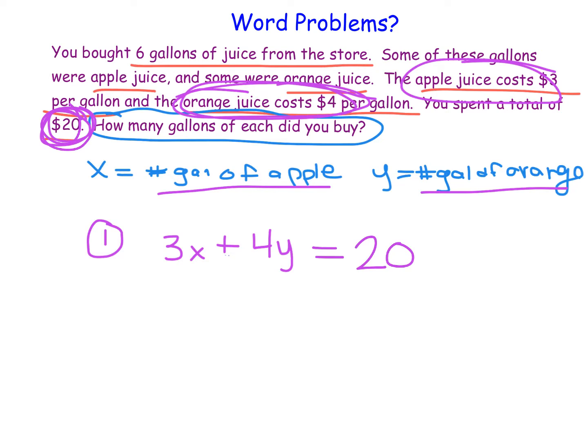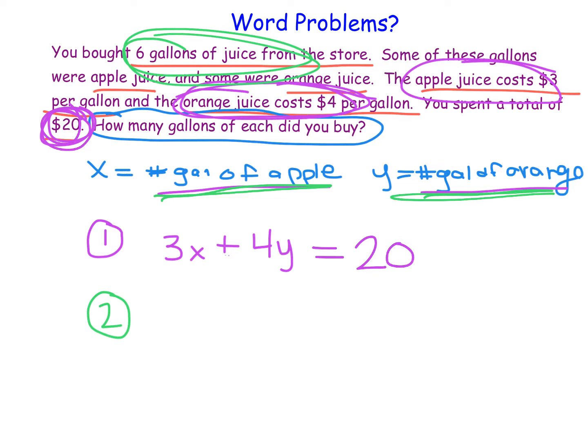Then from here, the only other piece of information that I see that I could write an equation with is how many gallons of juice I bought. So here I can see that I bought 6 total gallons of juice. And it might seem like we don't have an equation here, but we actually do. We know that we bought 6 gallons of juice, and we know that X is the number of gallons of apple and Y is the number of gallons of orange juice. So we can take X, my number of gallons of apple, plus Y, my number of gallons of orange juice, and set that equal to 6.